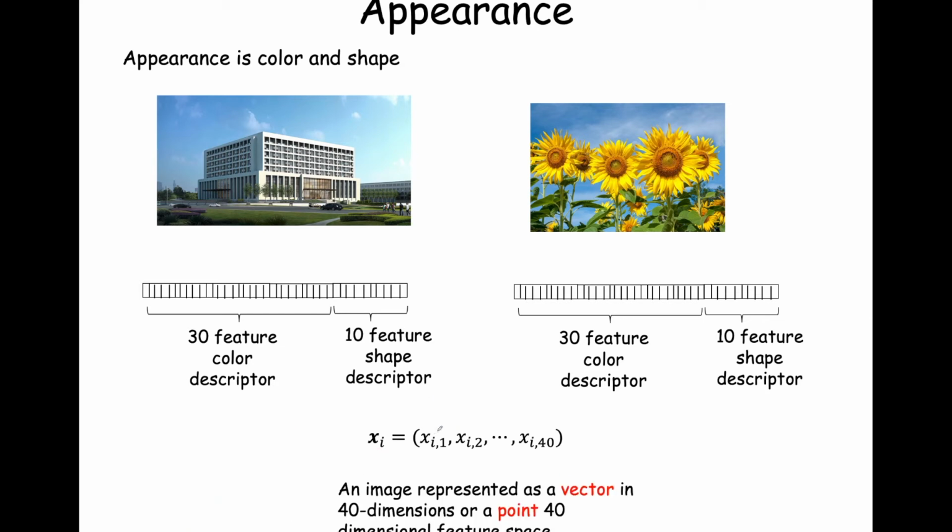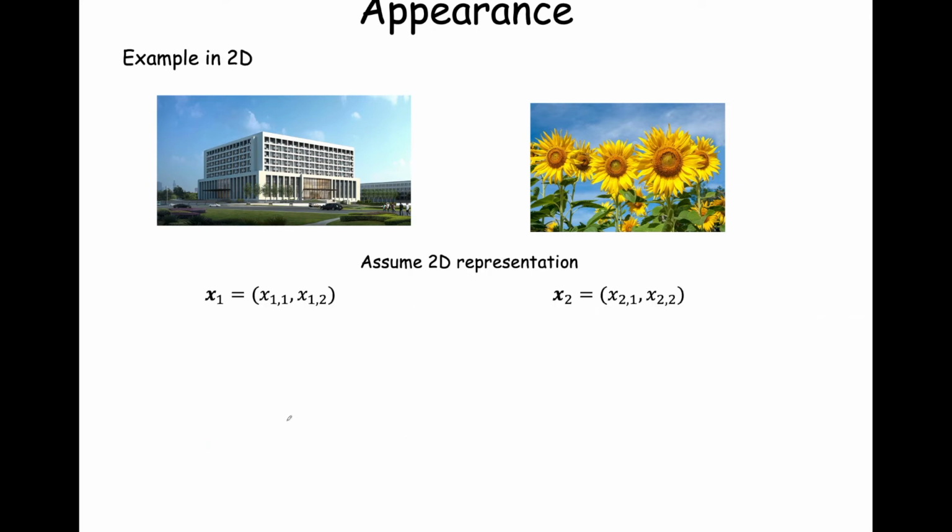All right, and so each image then is represented as a vector in 40 dimensions, and we like to think of this as a point in 40-dimensional feature space, the same way you can have a point in 2-dimensional feature space. We call that the first coordinate, and we call that projection the second coordinate. All right, so let's assume, for the sake of consideration, instead of going to 40 dimensions, we were going to 2 dimensions. And as such, let's say this building image is our first image, x1, and this sunflower field picture is our second image. We'll just call that x2.